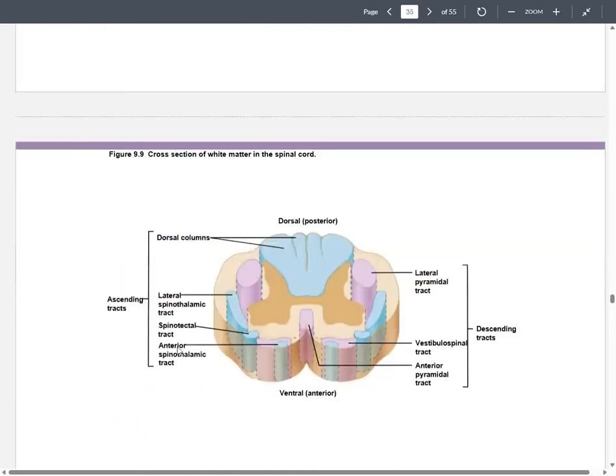And this is what they look like. So here's our dorsal columns, here's our lateral columns, ventral aspect, here's our H of gray matter. Now, do you need to memorize for me that this is the lateral spinothalamic tract or this is the spinotectal tract? No, just be aware that they are a thing.